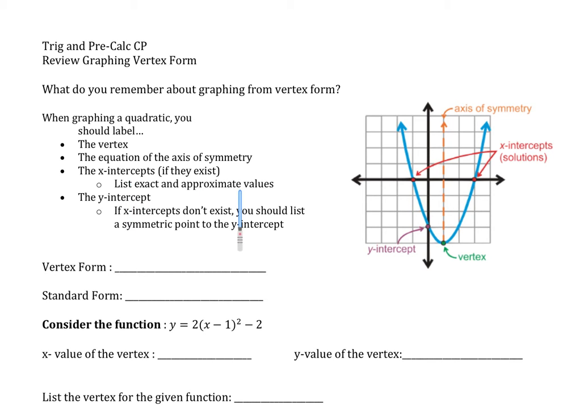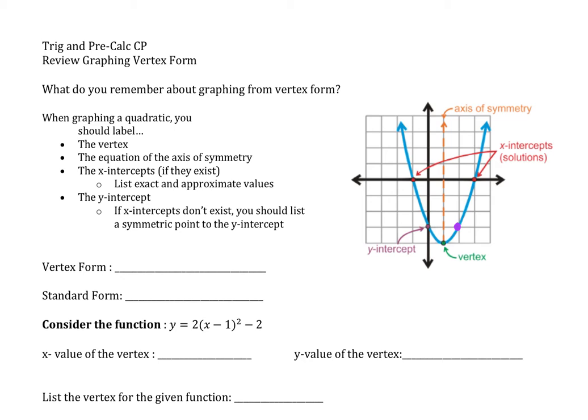We'll list exact and approximate values. So if they have a square root in them, we'll list them in simplest radical form. That's exact. And then we'll plug them into our calculator and round them to get the approximate ones. And then the y-intercept. So if x-intercepts don't exist, we're also going to plot a symmetric point. So if I'm looking over here at this diagram, here is my y-intercept. A symmetric point to that would be the reflection of that point over the axis of symmetry. So my symmetric point would be right here.